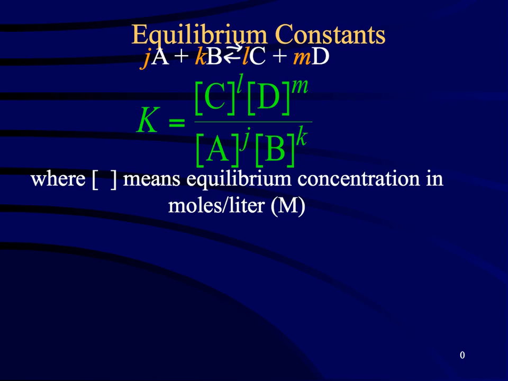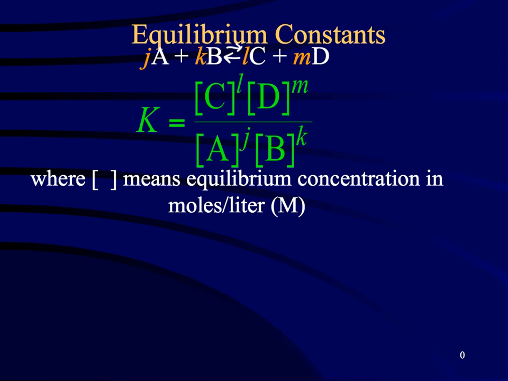And so look what happens to the coefficients here. Products on top, so C is a product, that goes on top, and look what we do with the coefficient. The coefficient becomes the power. So D, and then the coefficient becomes the power. So the products are on top, and then the reactants are on the bottom. And notice also in these expressions, look at this expression here. Notice that there is no plus sign between them. So those are being multiplied.